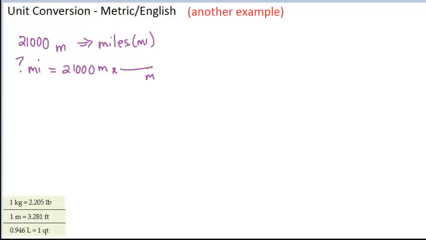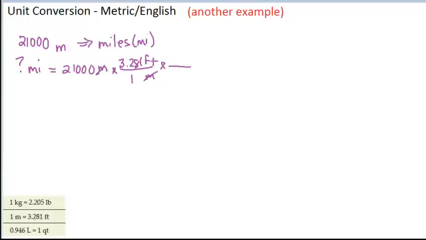I'd like to put miles on top, but I can only do that if I have an equivalence between meters and miles. And I don't. I have an equivalence between meters and feet, so for meters, I'll go to feet. I have no other place to go except for here. I'll put my numbers for my equivalence. 1 meter equals 3.281 feet, and my meters unit cancels.